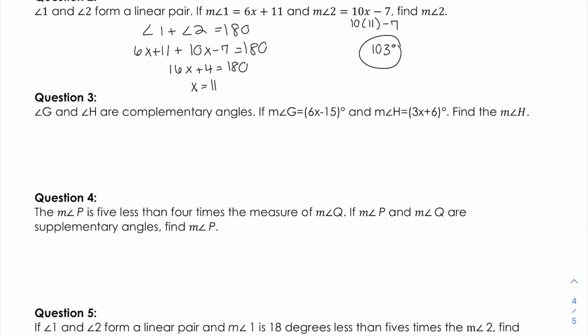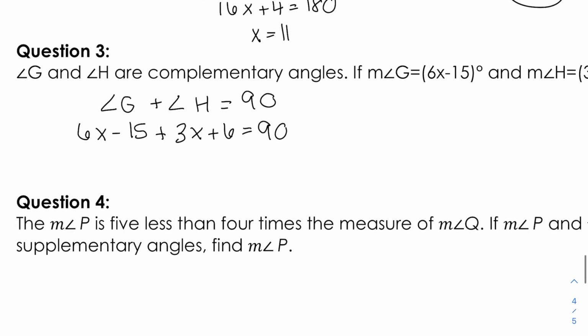Okay, so question 3. So G and H are complementary. So what I know about G and H, if I add them together, they're going to equal 90. So angle G is 6x minus 15. Angle H is 3x plus 6, and that needs to equal 90. So I'm going to combine my like terms. I get 9x minus 9 is equal to 90.